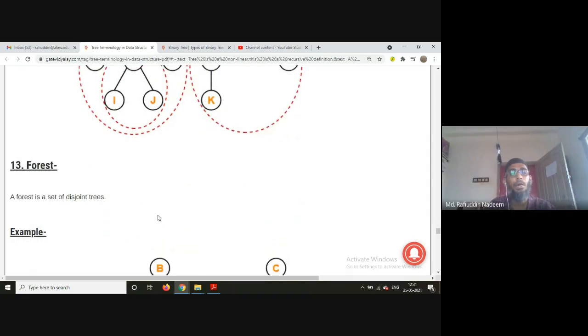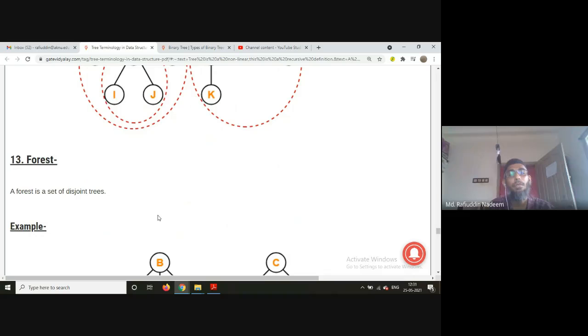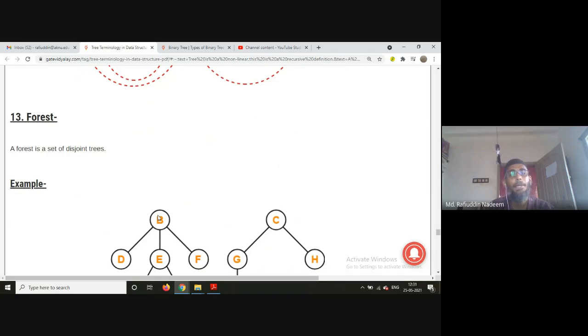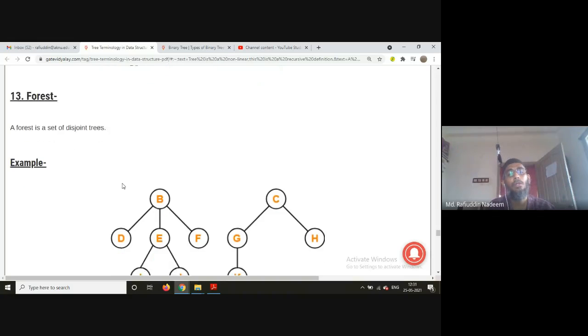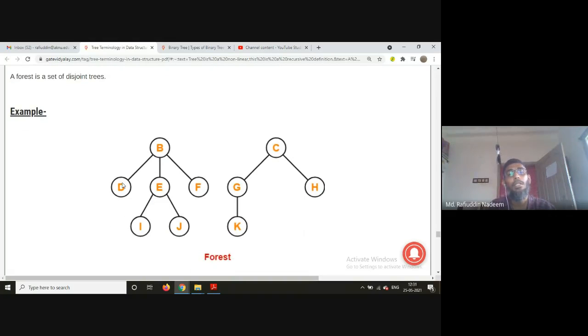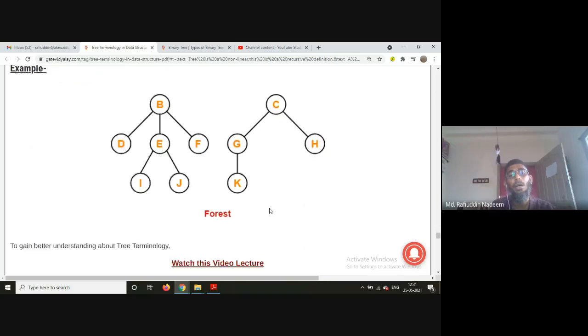Then you have a forest. A forest is a set of disjoint trees, meaning trees which are not joined here. So we have two different trees mentioned here, but we can call them a forest.